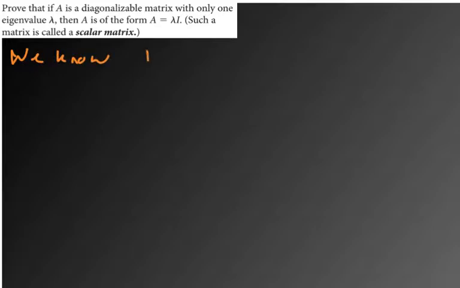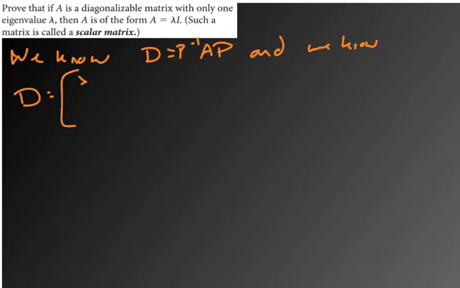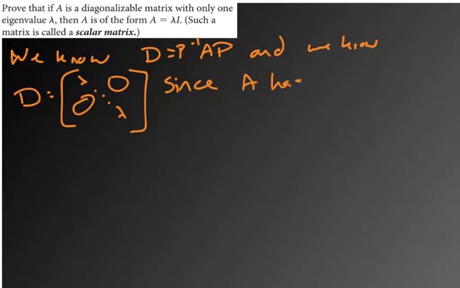We have D equals P inverse AP. And we know that D would equal lambda, however large this thing is, zeros here, zeros here, since A has only one eigenvalue, right? So that's kind of what we know, right?